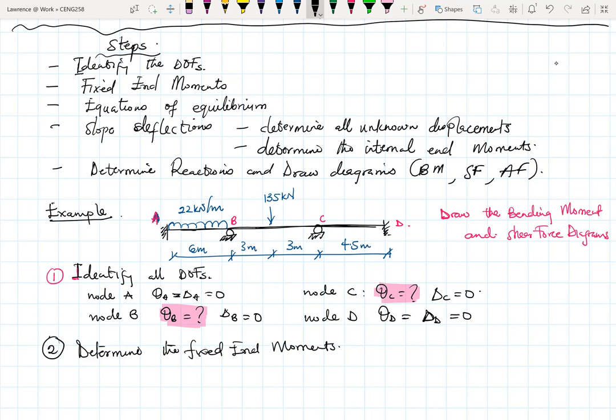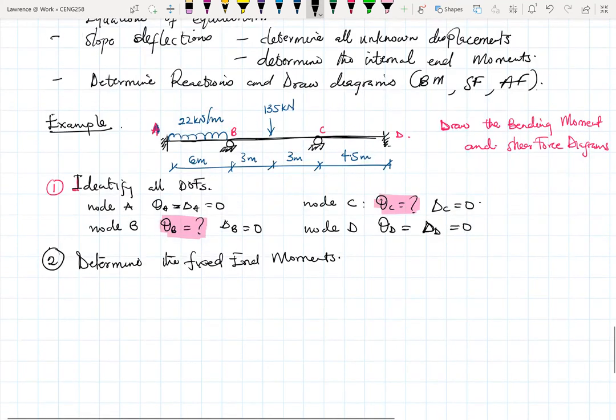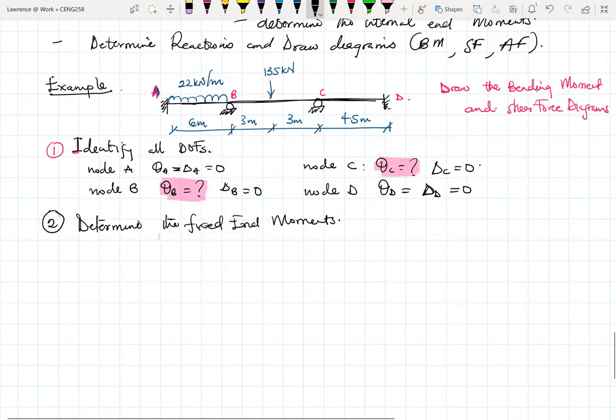All right, so let's take span AB. If we take span AB, we have a UDL of span AB, moments. All right. So what do we do?